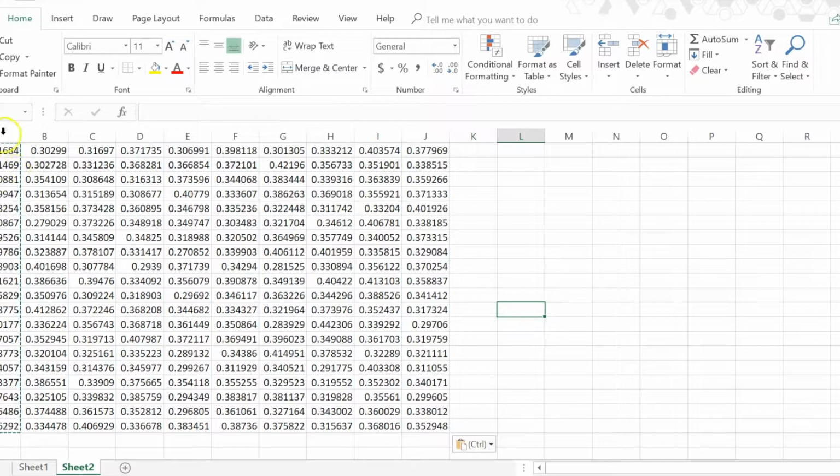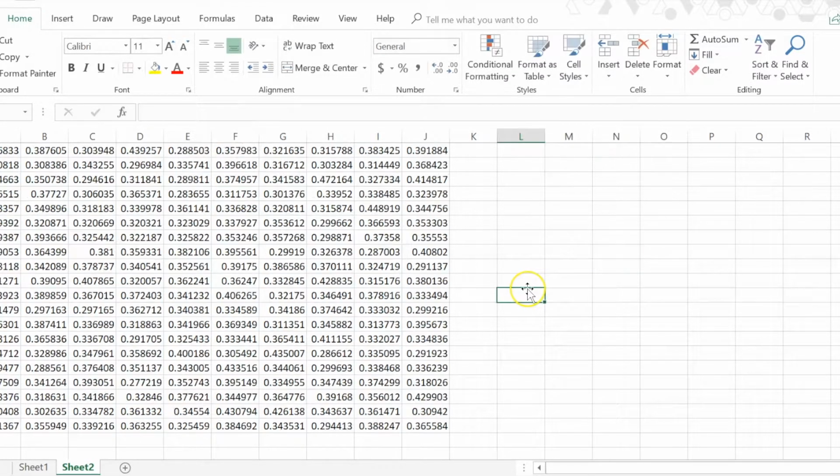And the same little trick here to get rid of those dashed copied lines. I'm just going to click in any blank cell, hit Control C, and I'm good to go. So now we've created our 2 distributions.